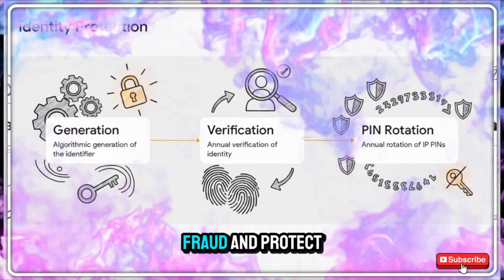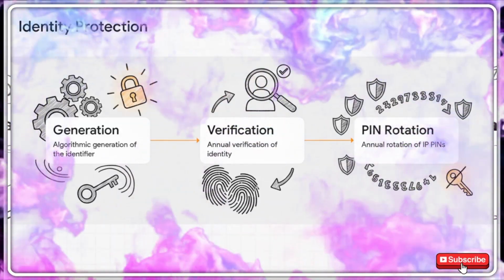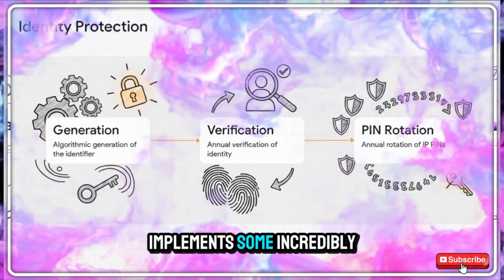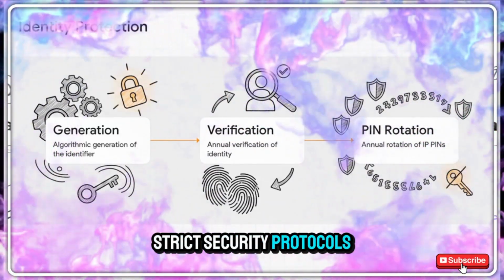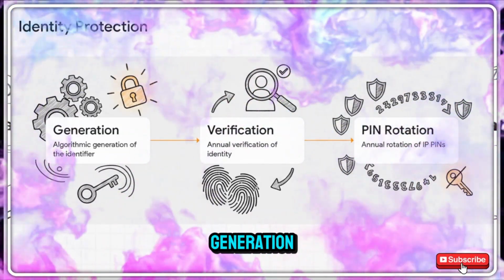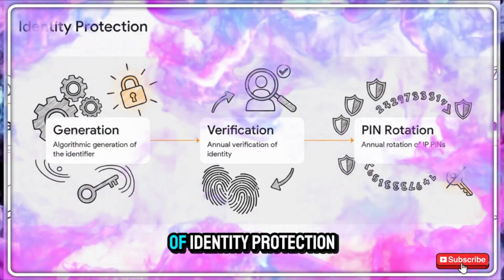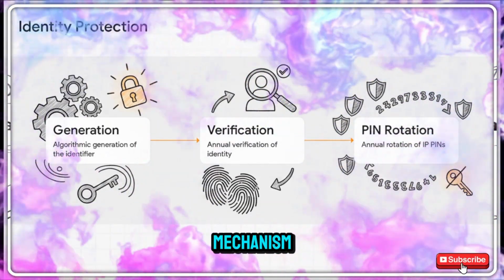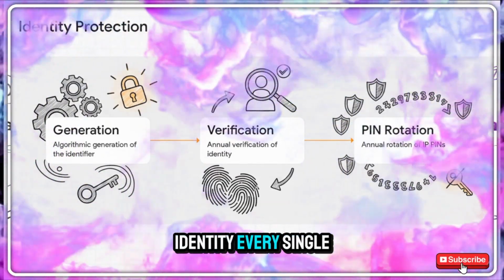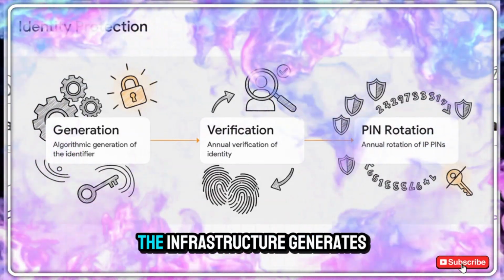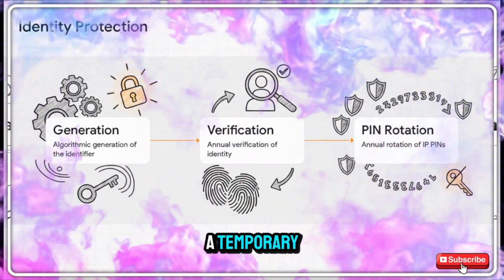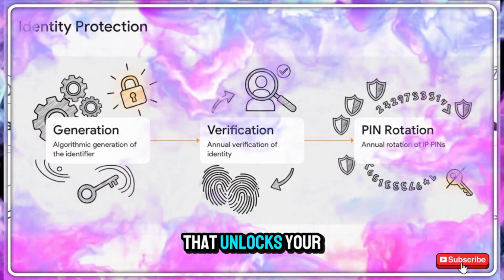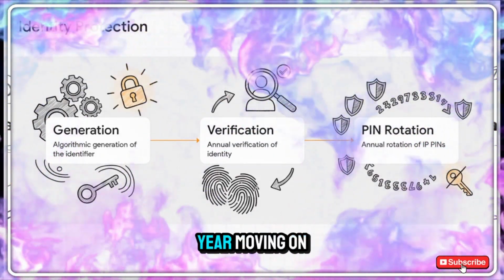Now, to mitigate fraud and protect these identities, the administrative framework implements some incredibly strict security protocols, like the algorithmic generation and annual rotation of identity protection pins. It's a brilliant cause and effect mechanism. You verify your identity every single year, and in return, the infrastructure generates a temporary single-use key that unlocks your ability to file for that specific year.